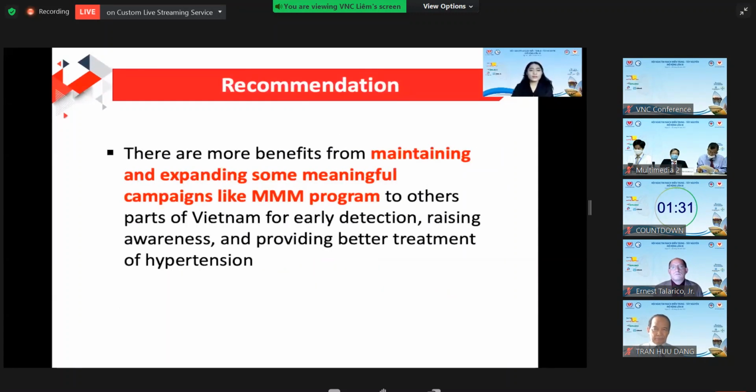Last but not least, there are most benefits from maintaining and expanding meaningful campaigns like the May Measurement program to other parts of Vietnam for early detection, raising awareness, and providing better treatment of hypertension.